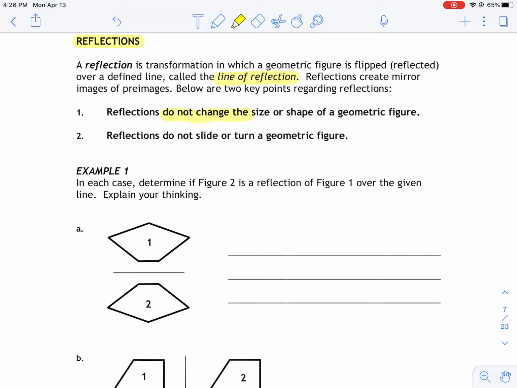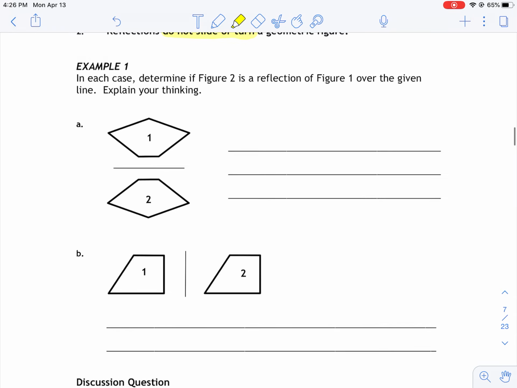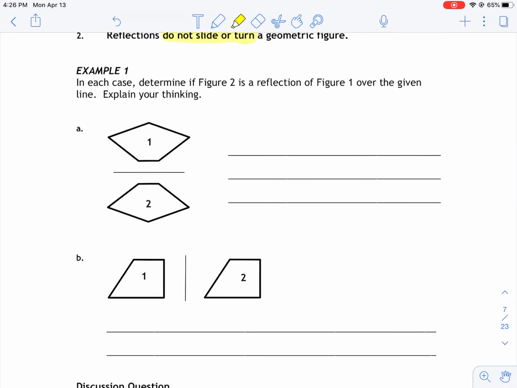Just like translations, reflections do not change size or shape, so they produce congruent images. And they do not slide or turn. They just flip. So for the first example here, I'm going to have you look at both of these and tell me if either one of these is a reflection. Figure 2 is a reflection of figure 1 over the given line. So here's the given line right here, and here's the given line right here. These are your lines of reflection. You need to tell me if figure 2 is a reflection of figure 1.